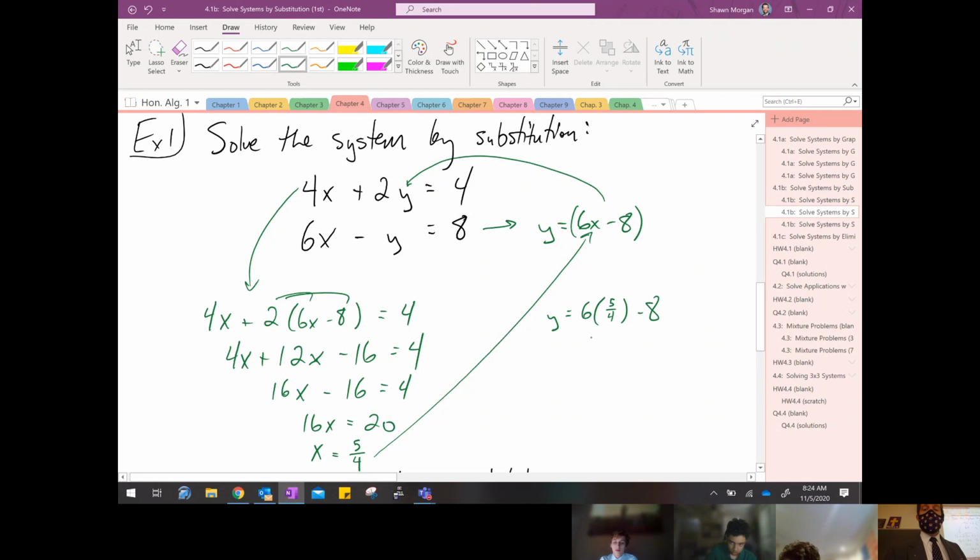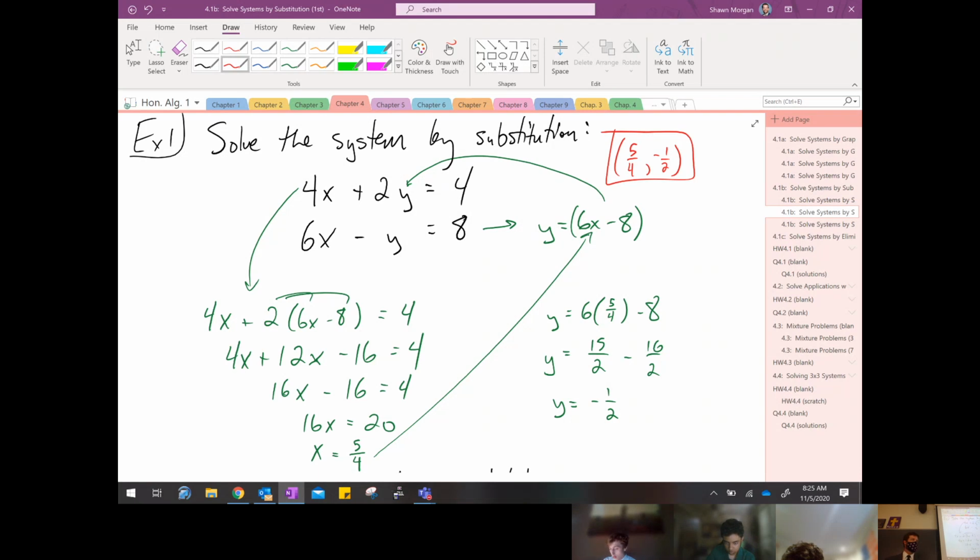Okay, let's see here. 6 times 5/4 is going to be 15 halves. 8 is the same thing as 16 halves. So what's that going to be? y equals -1/2. And that's going to be the solution to our system: 5/4, comma, -1/2. Now, somebody tell me why we're thankful that we didn't have to do graphing on that one.